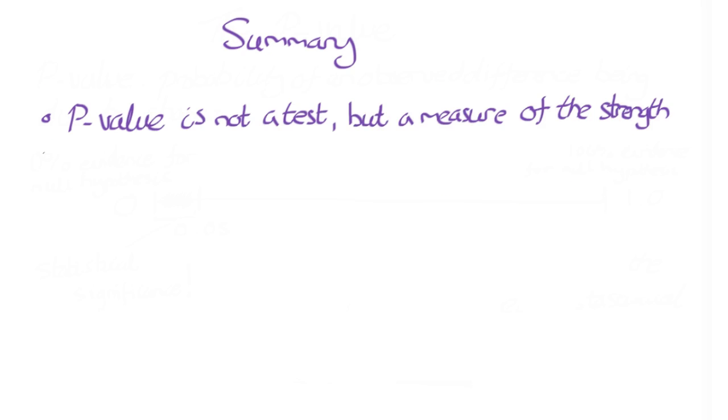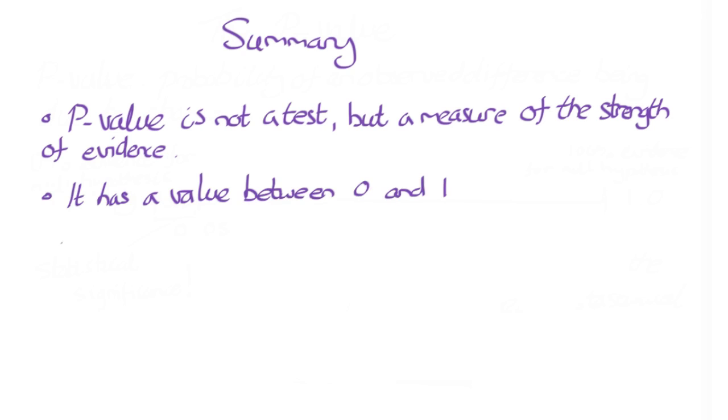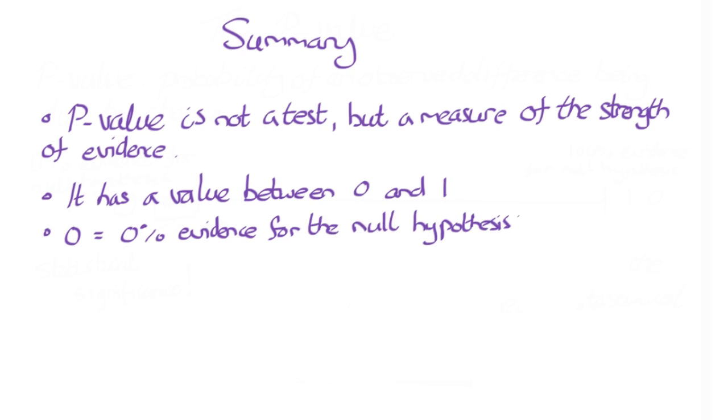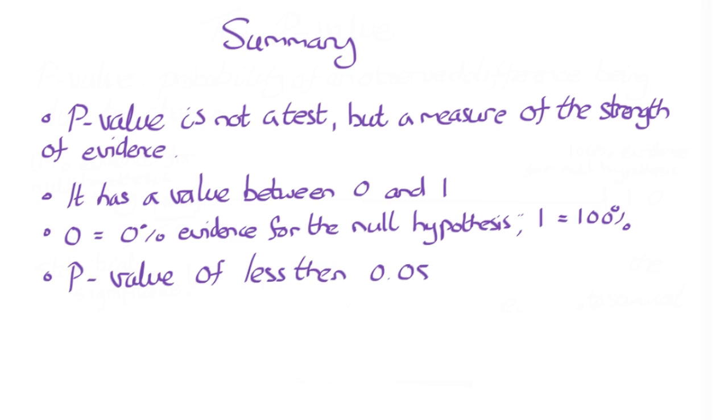To summarize, the p-value is not a test, but it is a measure of the strength of evidence. It has a value between 0 and 1.0, and if the p-value were 0, that would mean that you could reject the null hypothesis and say that the intervention in the experiment has had an effect with 100% certainty. In reality, this level of certainty doesn't exist, so it's been decided that a p-value of less than 0.05 is enough to say that the results of an experiment are statistically significant.